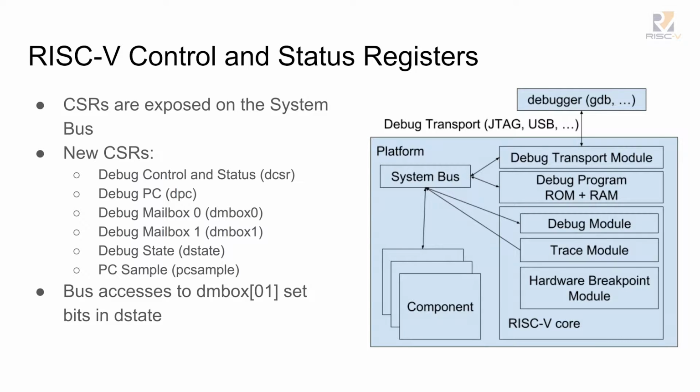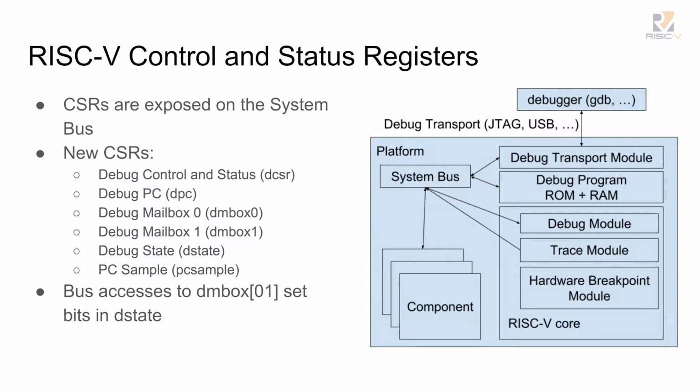So for RISC-V, basically the debug spec consists of some control and status registers we added, because those are now all, or will all be, exposed on the system bus. The new ones are, first, a debug control and status register, a catch-all for anything that didn't fit anywhere else. The main thing it consists of is some bits that tell you what happens when we execute an e-break instruction: is it a regular debug exception like it is currently, or should you go into debug mode? There's a debug PC register, which is used to save the value of the PC when we enter debug mode. Then there are three registers, two mailbox registers and a debug state register, to allow communication between the debugger and the core running or being in debug mode.